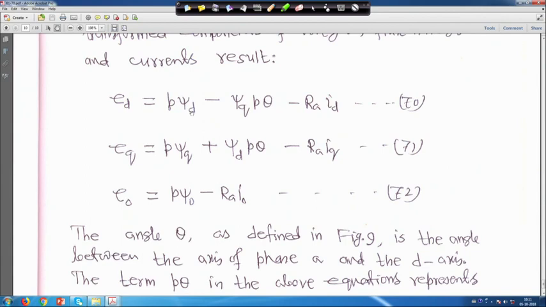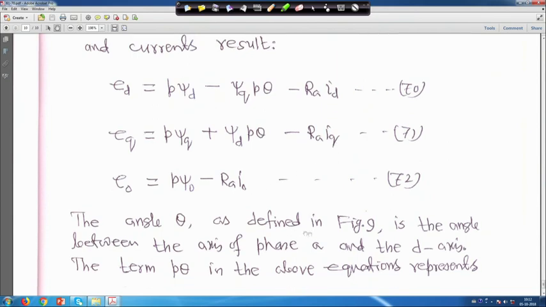P psi d means d/dt of psi d, and P theta means d theta/dt, because P is d/dt. Similarly, EQ is equal to d/dt of psi q plus psi d times d theta/dt minus RA IQ, and E0 is d/dt of psi 0 minus RA into I0. These are equations 70, 71 and 72.